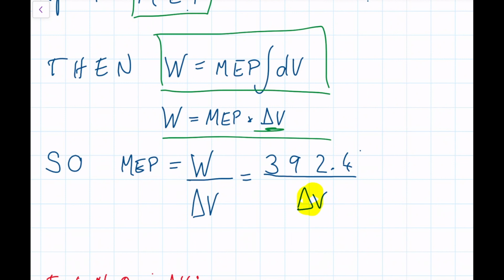I have known my work from the start, and this is 392.4, and that's kilojoules per kilogram, if you guys recall. So what I need is to find my delta V, because I don't have that yet. If I can grab this in meters cubed per kilogram, I can remove the kilograms from this, and I can be left with kilopascals, right? That's going to be kilojoules over meters cubed.